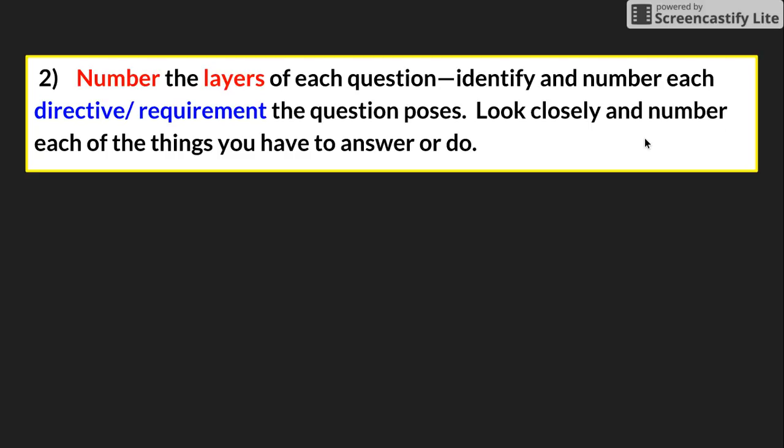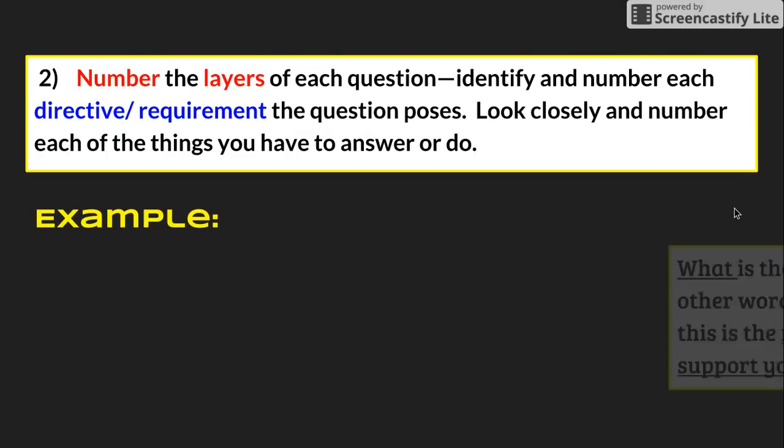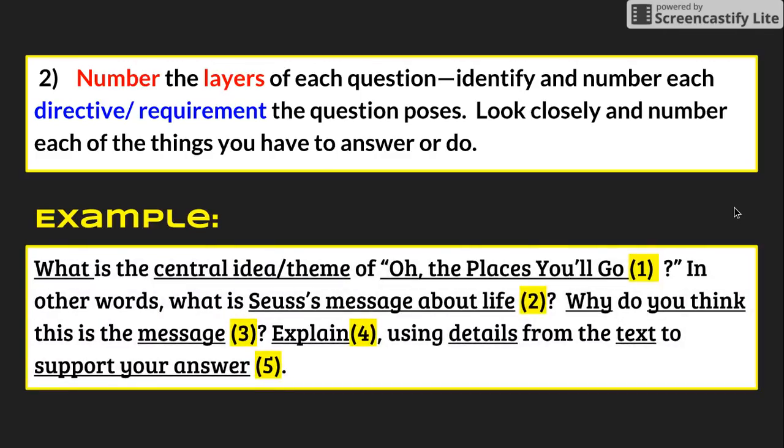So you want to look closely and you want to number each of the things that you have to answer or do. So here's that example again of the question. You'll see after this first question, what central idea and other places you'll go, we put a number 1. Because the first thing the question's asking you to do is identify the central idea or theme. You'll notice here too, after these underlined pieces of this question, Seuss's message about life, we've put the number 2 because you need to ensure that when you are talking about the theme, that you're talking about the message about life. So that is also a requirement.